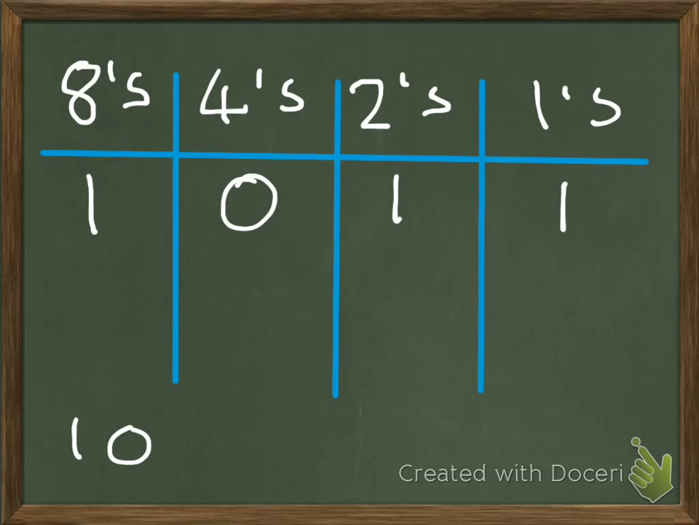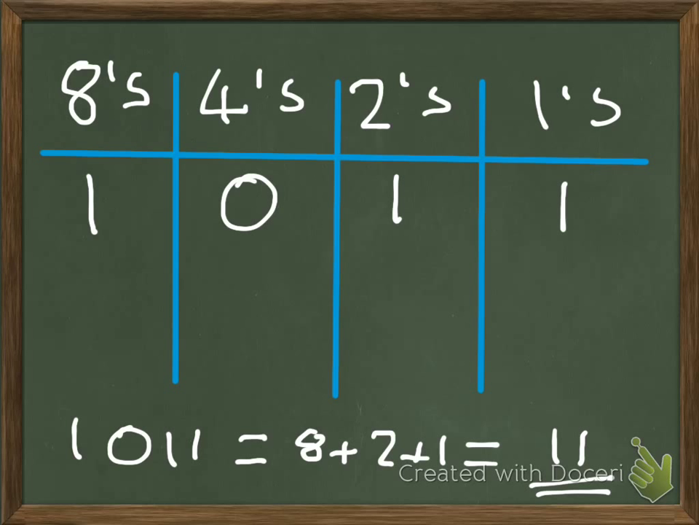Now if I think about that number in terms of its equivalence to our normal counting system, this number has 1 one, 1 two, no 4s and 1 eight in it. So we can think about that as adding together 8 plus 2 plus 1, which in our usual, more normal counting system would be worth 11. Okay? 1, 0, 1, 1 in binary is worth 11 in our decimal counting system.